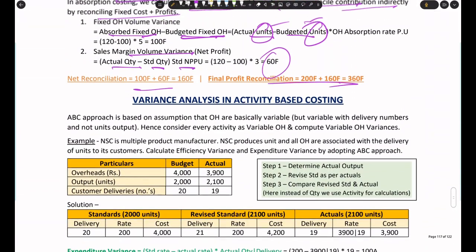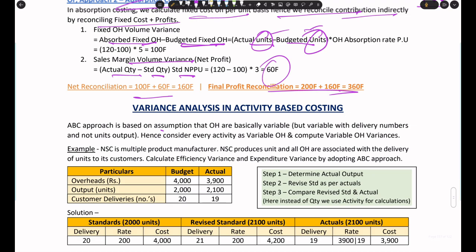Okay, so let's start. The ABC approach is based on the assumption that overhead is basically variable, but variable with delivery numbers and not units of output. Hence, consider every activity as variable overhead and compute variable overhead variances. For example, N is a multiple product manufacturer and produces units, and all overhead is associated with delivery of units to the customers. Calculate efficiency variance and expenditure variance by adopting the ABC approach.